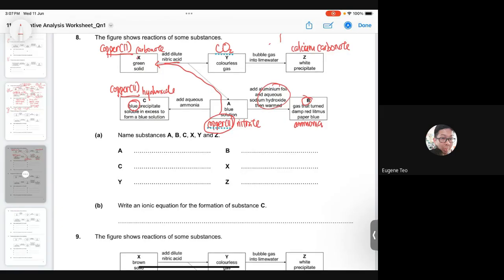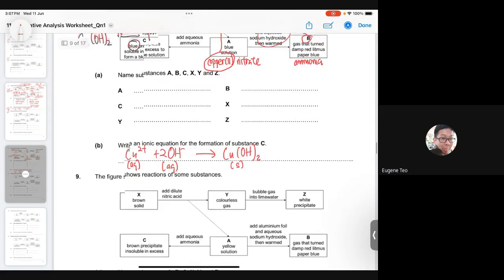I know it's copper 2 hydroxide form. So copper 2 hydroxide is actually Cu(OH)2. Okay, so I know substance C is Cu(OH)2. So to do the ionic equation, I just need to know what are the ions that form it. So 2 hydroxide ions plus 1 copper 2 plus ion will give me my substance C. Just in case sometimes they ask for the ionic equation with the state symbols. So this is aqueous because the Cu2+ was from the blue solution. Aqueous ammonia, this is also aqueous. Then the last one, it forms a blue precipitate. So the copper 2 hydroxide is actually a solid.